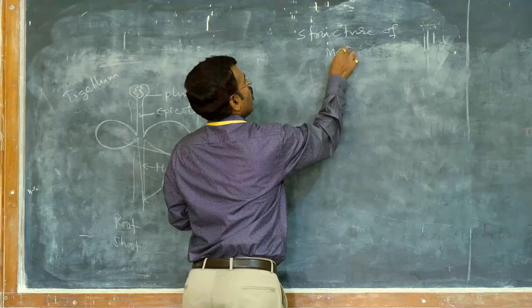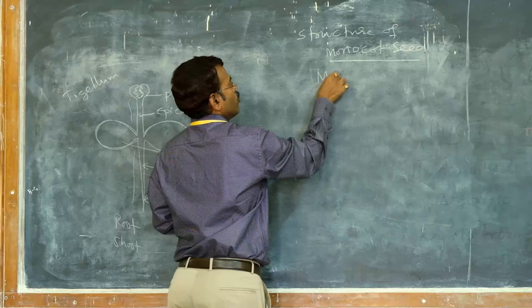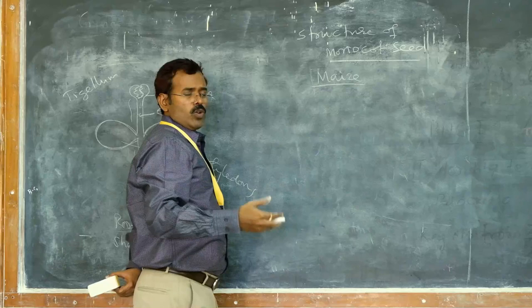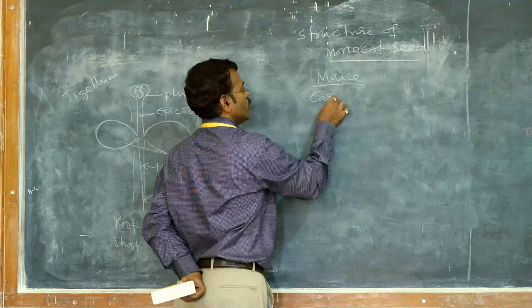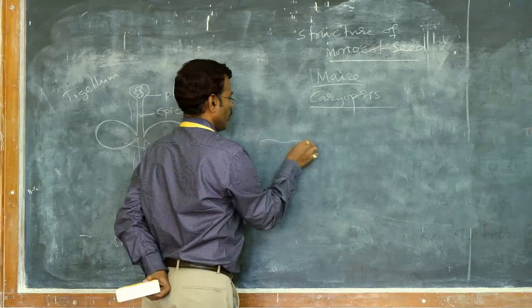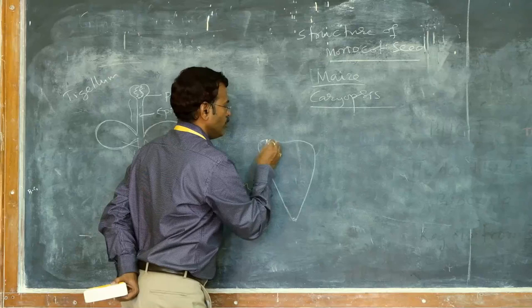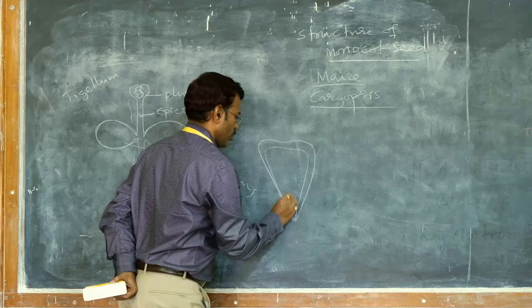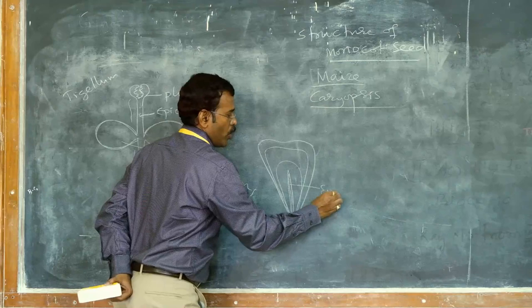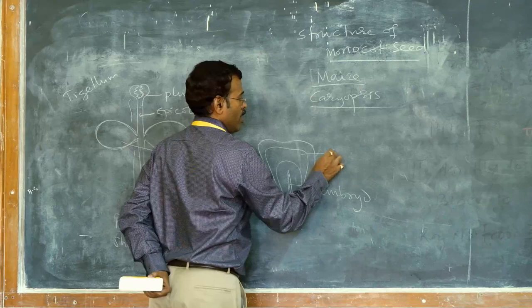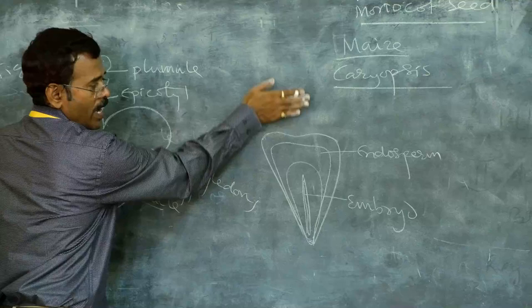Then monocot seed, example maize. Maize is an endospermic seed. Maize is a fruit as well as seed. It is called grain. It is called the caryopsis fruit. This is the surface view of the maize grain. This is the embryo, and the major portion of the grain is endosperm. Now the longitudinal section, LS of maize grain.